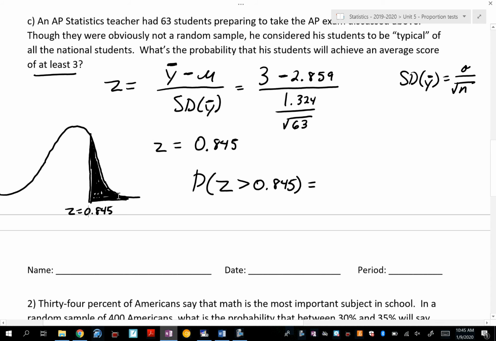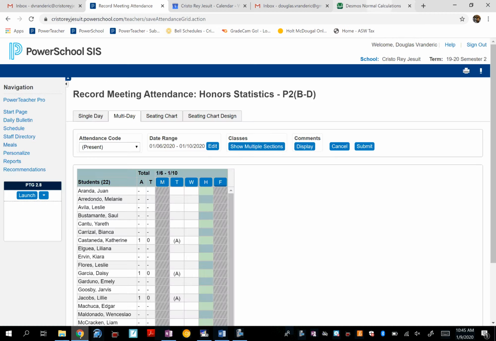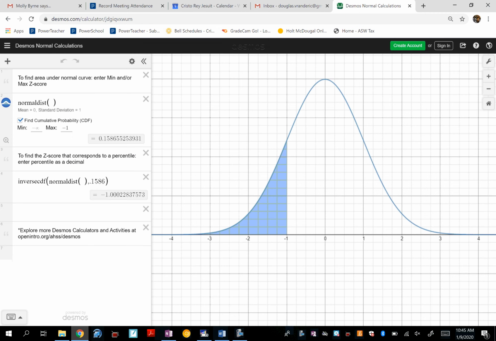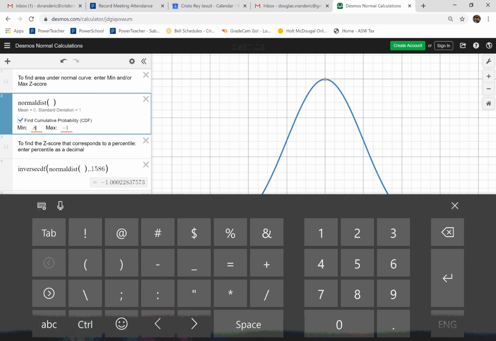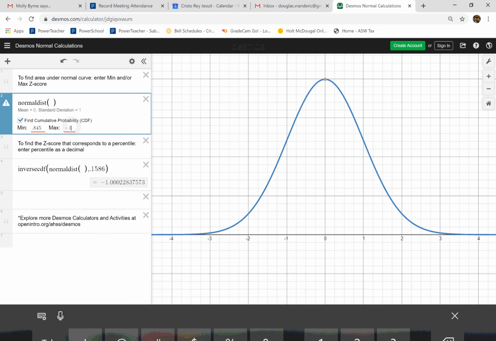You're looking for the website. It looks like this. Does that pop up on your phone? Yes? Okay. Are you able to type in where it says min? Great. So type in our min, which was 0.845. Very good. Where's my decimal? 0.845.